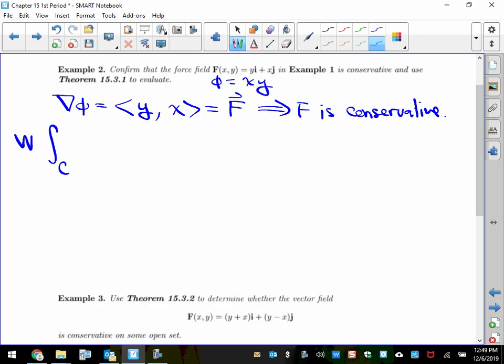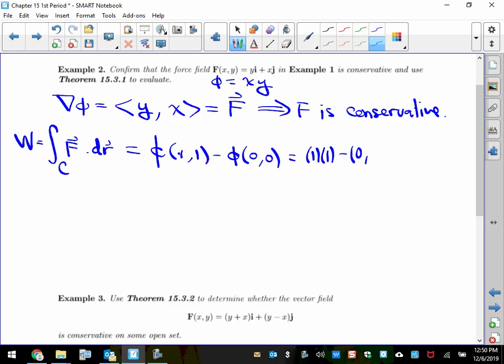So this is the work integral, F dot dr, and they said that this is the same thing as evaluating the potential function at the end, not the beginning, the end, phi of (1, 1) minus phi of (0, 0). So phi at (1, 1) is just 1 times 1, and phi at (0, 0) is 0 times 0, and that's just going to be 1, which is what we calculated before.